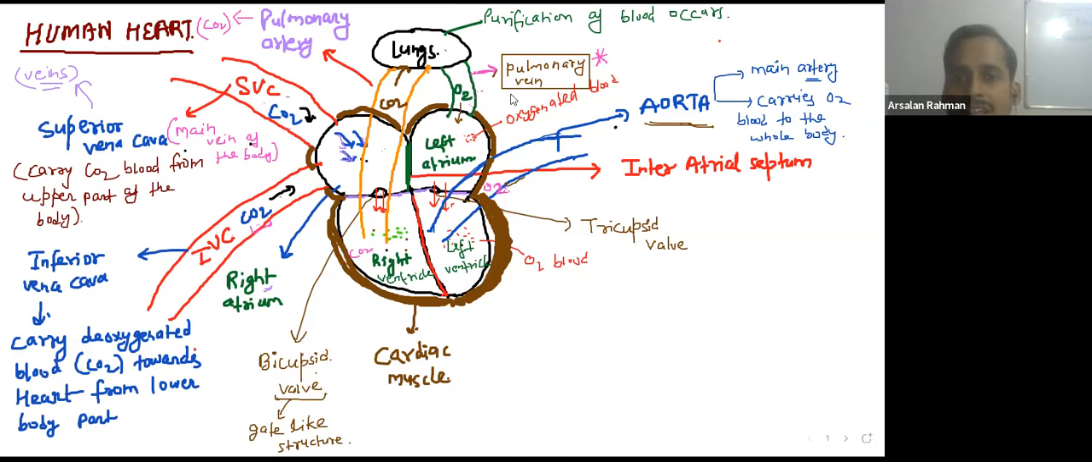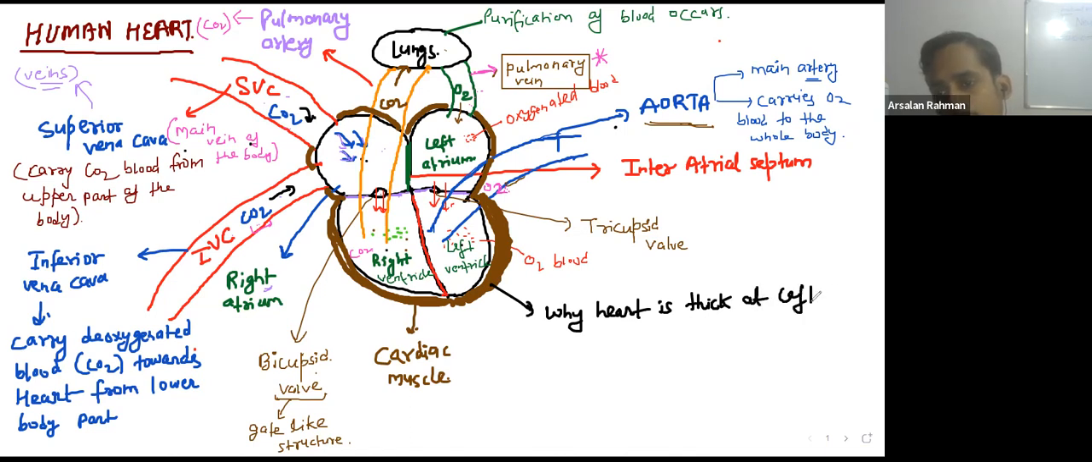Why is the heart thick at the left ventricle? Why is there more muscle at the left ventricle?